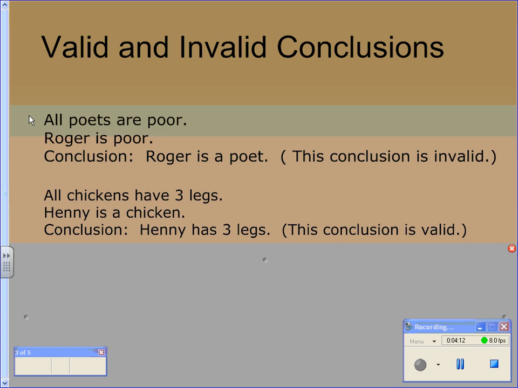All chickens have 3 legs. Is that true? But that's what they give us for our major premise. So even though chickens do not have 3 legs, we're using it as a true statement. Does that make sense? Kenny is a chicken. So Kenny has 3 legs. Is that a valid conclusion?